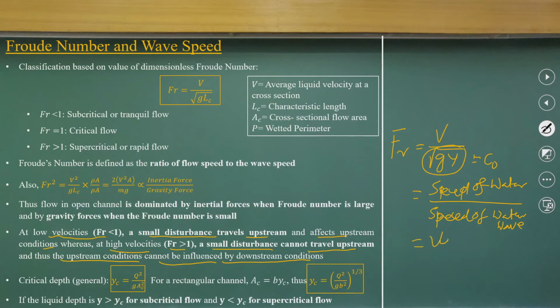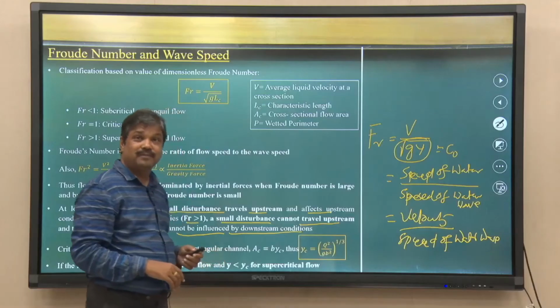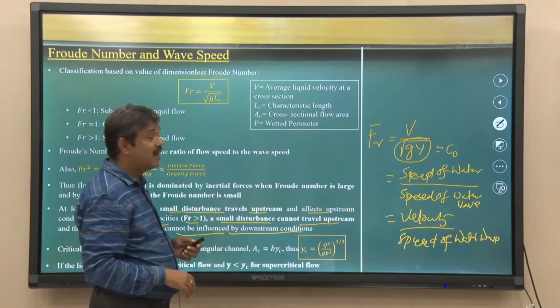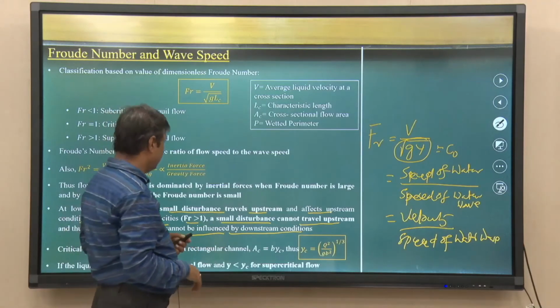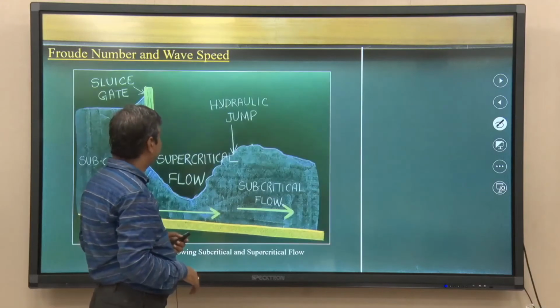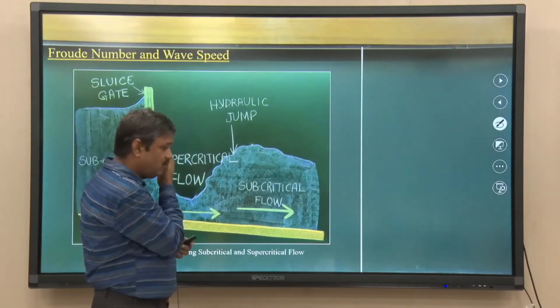So, velocity by the speed of the water wave. Okay. So, now the point is how to derive the speed of the water wave. How do we derive the speed of the water wave, which is a function of the flow depth? It is a very simple thing, as I will talk about.